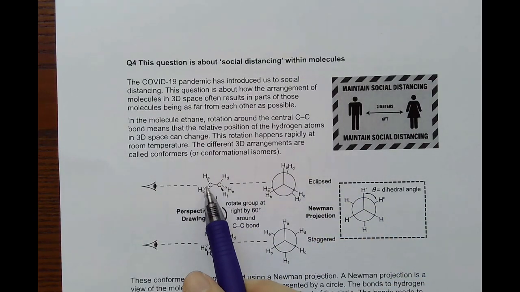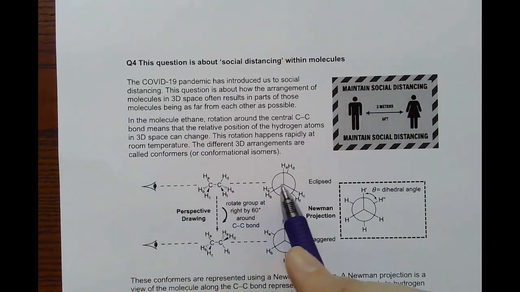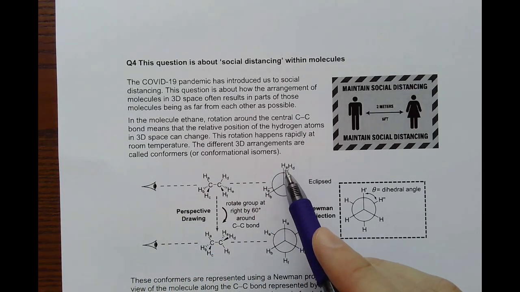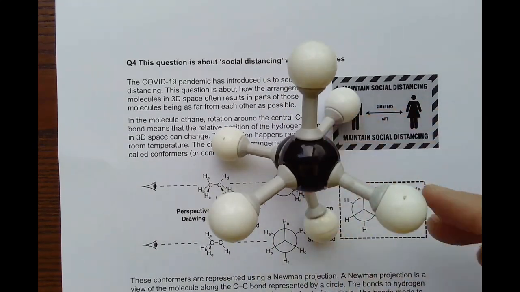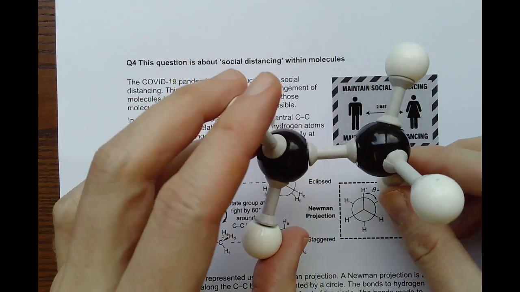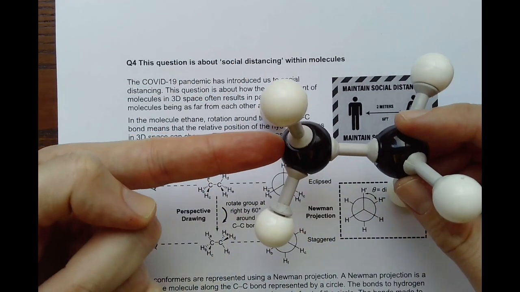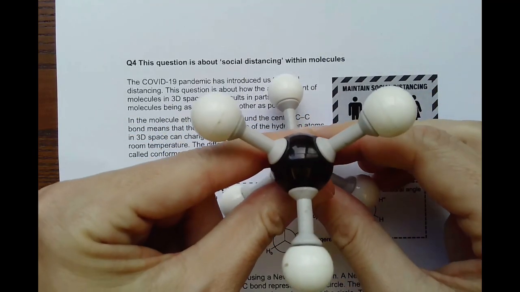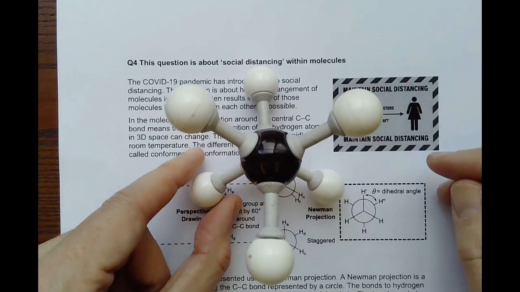The essential principle is that you look down the bond here. So this is your eye looking down the bond, and then you draw what you see. These ones at the front, A, B and C, and then D, E, F are all at the back. If you do have molecular models, they can be useful. For example, this is ethane, like in the diagram, and we're looking down this bond. If I hold it up like this, you can see that this is the Newman projection.